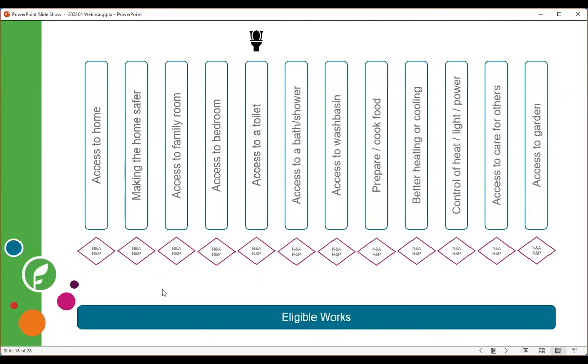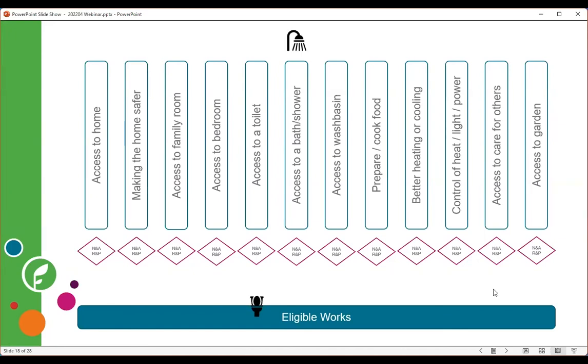So for example, if the proposed adaptation was a wash-dry toilet, which just appeared at the top of the slide, it would fit into the purpose of access to a toilet. So that's the first stage of your decision. And then you would have to decide whether it was necessary and appropriate and reasonable and practicable to provide a grant for that wash-dry toilet. If you did, it goes into your tray of eligible works.